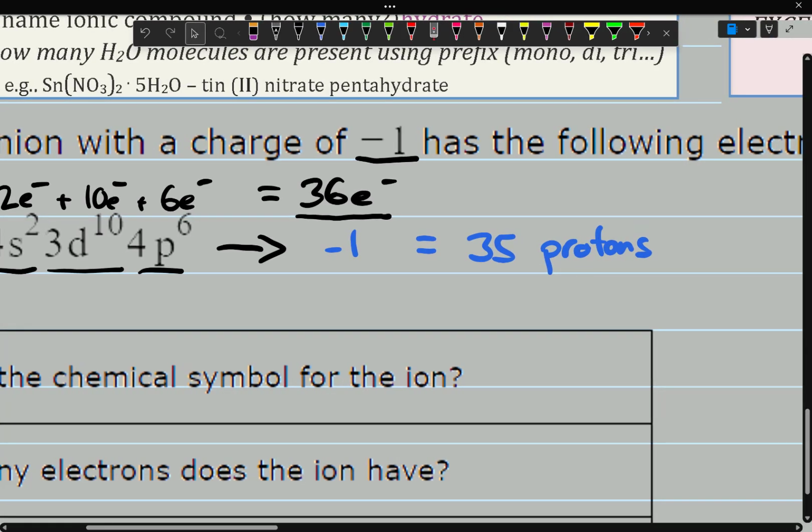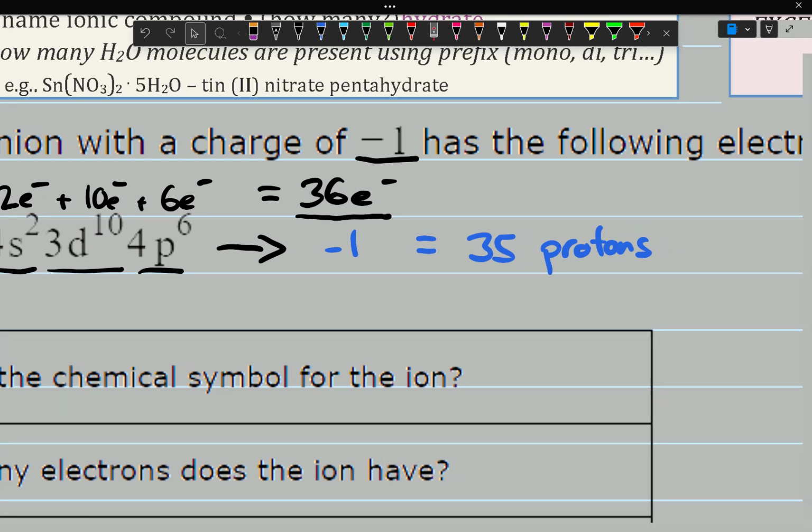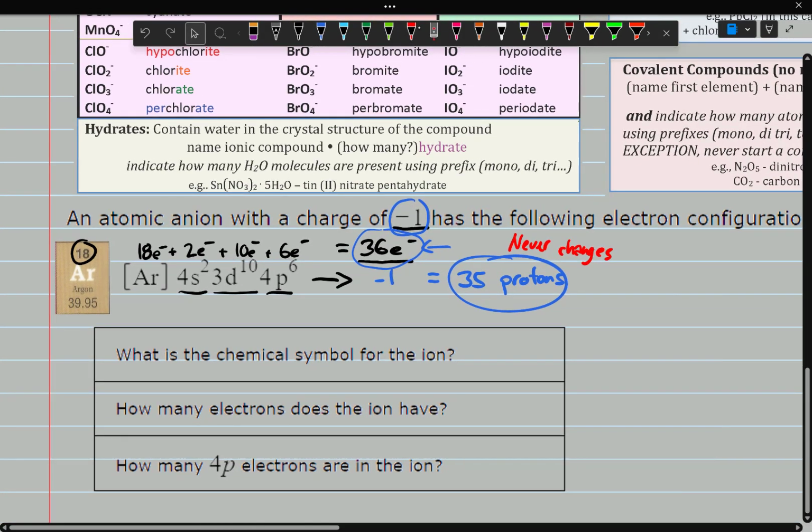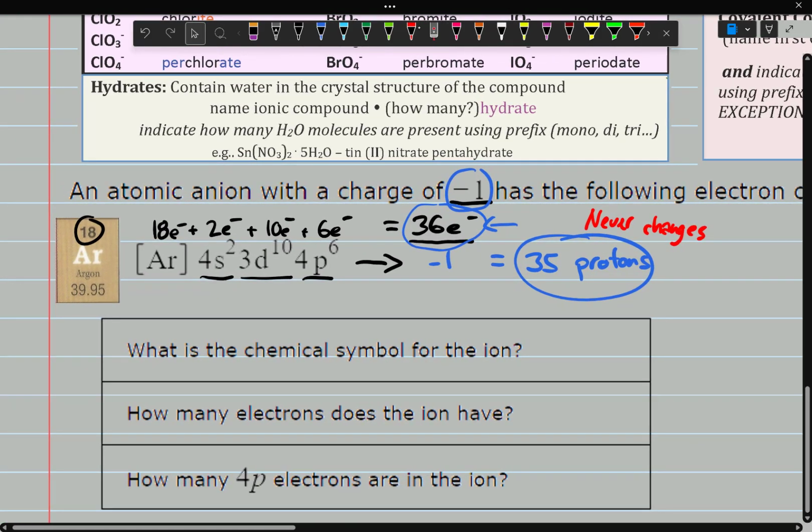So in its neutral state, it has 35 electrons and 35 protons. But when it has a charge of -1, it has 1 additional electron, so it has 36 electrons, but the number of protons never changes for an element. The number of neutrons can change, which would give you an isotope, but the number of protons will never change.